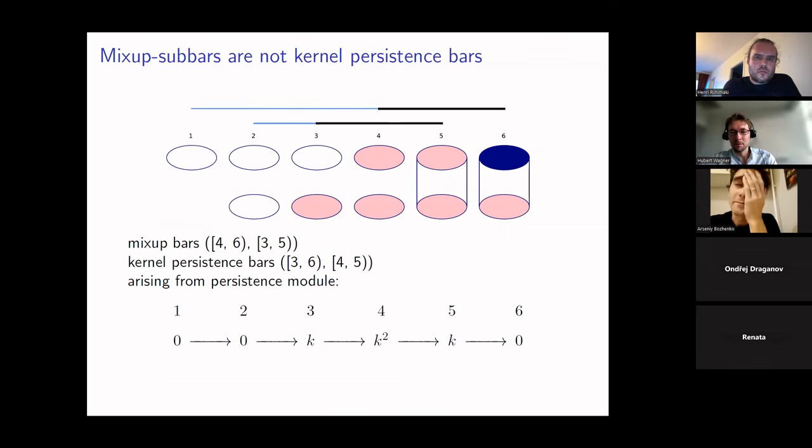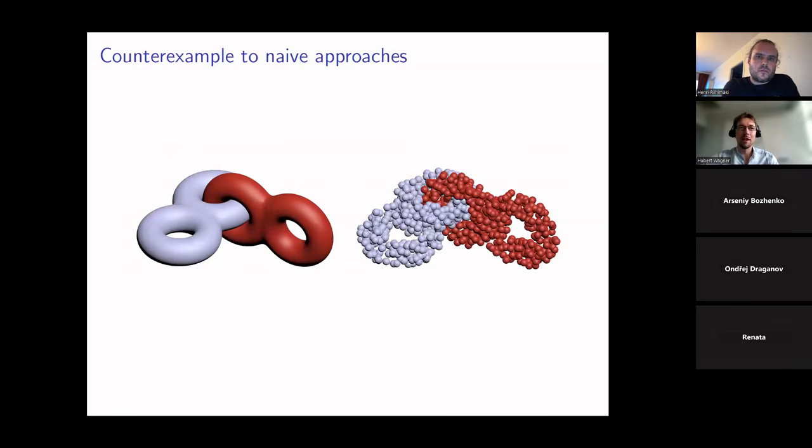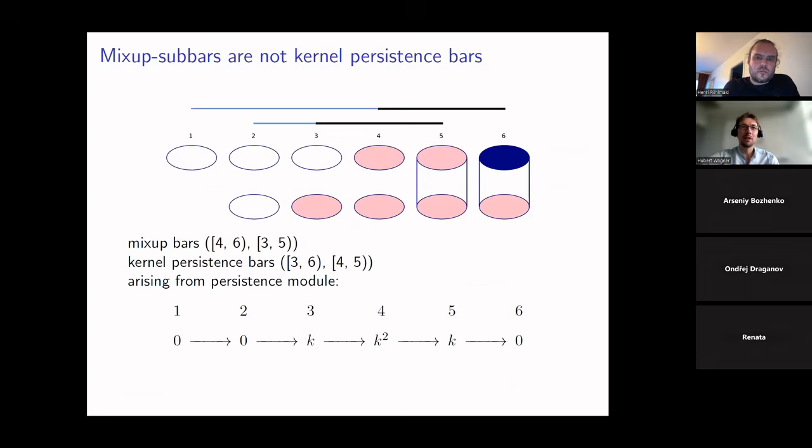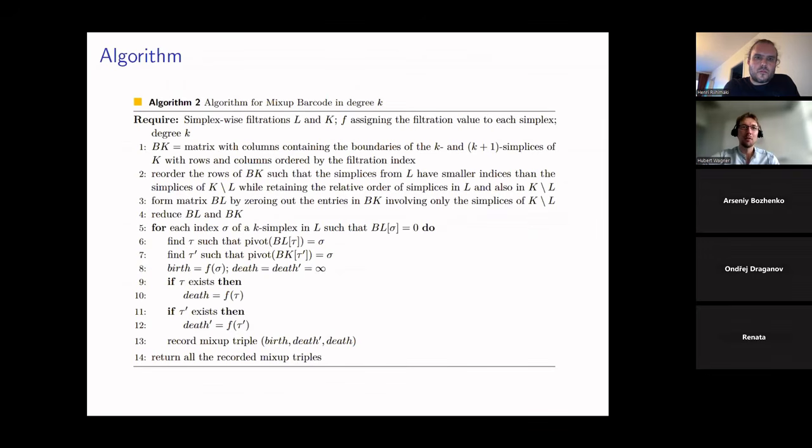Thank you. Could you please estimate the computational complexity of the mix-up subbars depending on the dimensionality of the space and the number of points in this space? Yeah, that's a hard question. I suppress some details about how it's really computed. I don't really want to go into this, but maybe someone wants to read it.